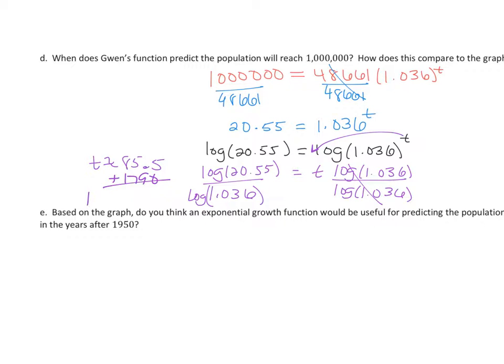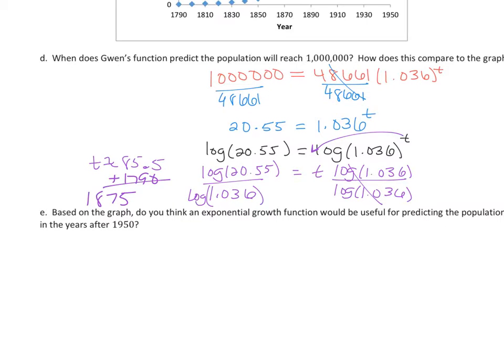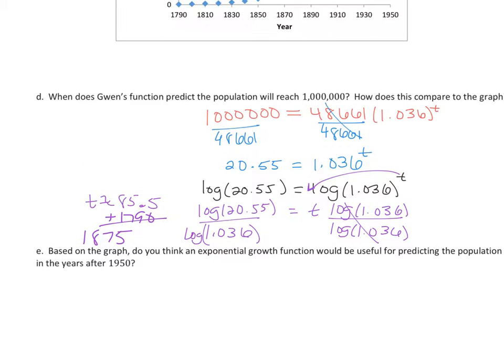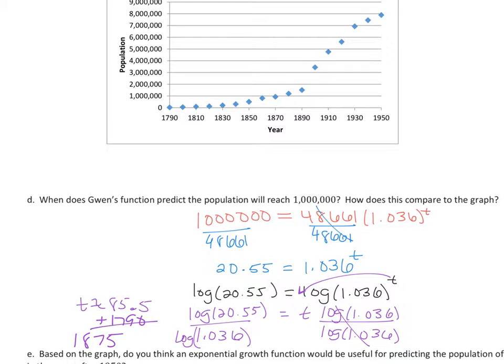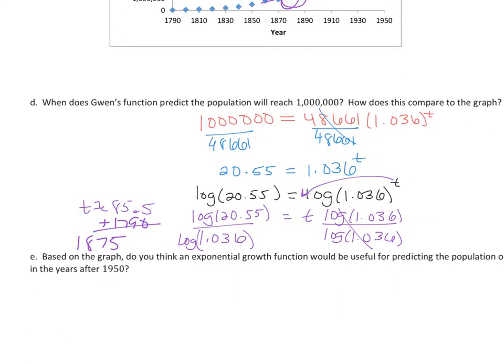Now, what I want you to do right now is take a look at the graph on page 301. The graph on page 301 at 1875 looks like this at the top. So, if you look at 1875 around here, which is around there, probably that point, it's really close to 1,000,000. So, her function is pretty good.